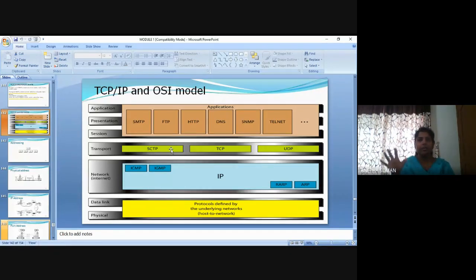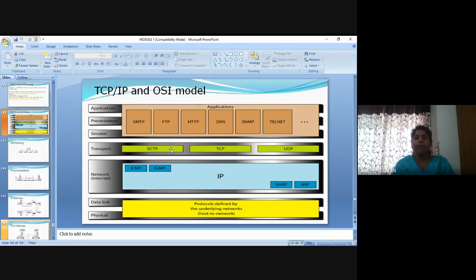So that is similar to the OSI model. This is just about the protocols of the TCP/IP model. Here you have five layers: physical, data link, network, transport, and application. When comparing with the OSI model, the presentation and session functions are also done by the application layer in TCP/IP.